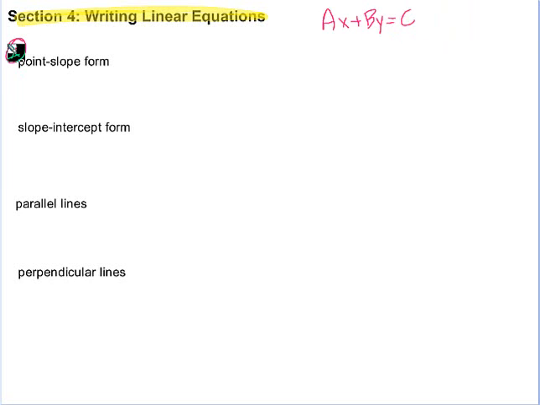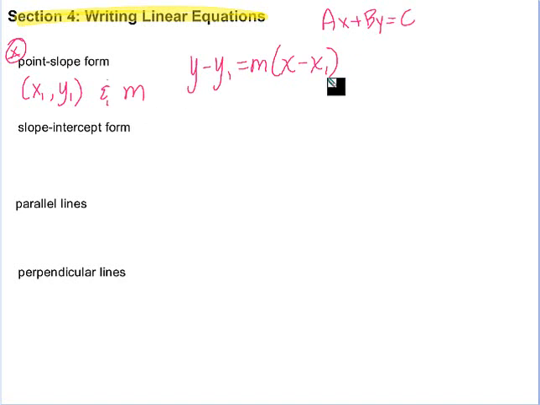The point-slope form is useful when we know a point on the line, x1, y1, and we know the slope m. If we know one point and one slope, we can put the formula into point-slope form, which is y minus y1 equals m times the quantity x minus x1.